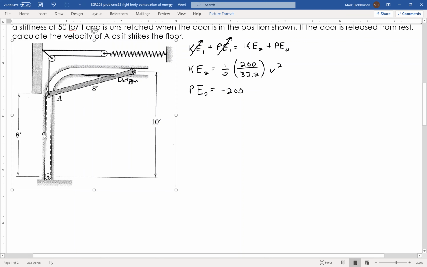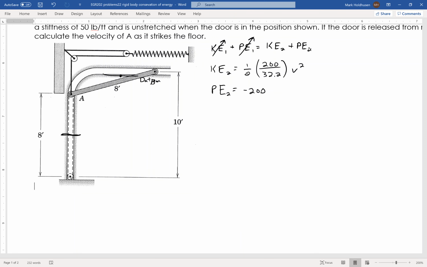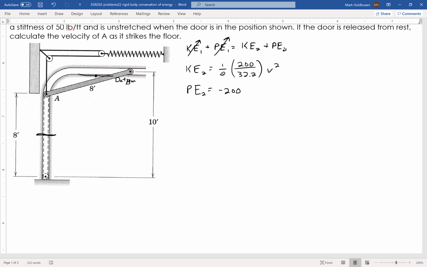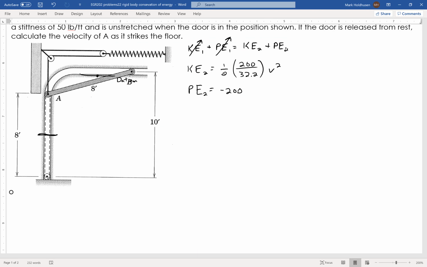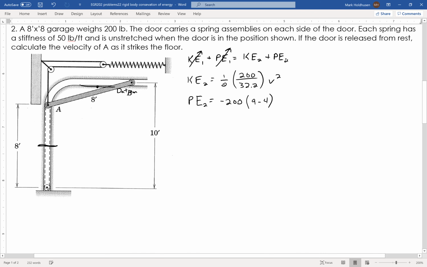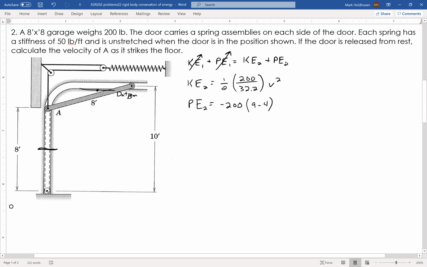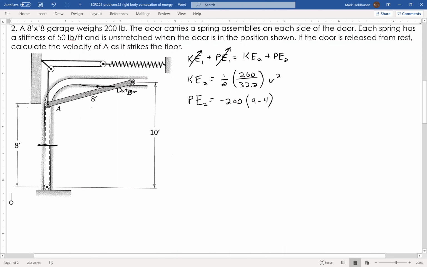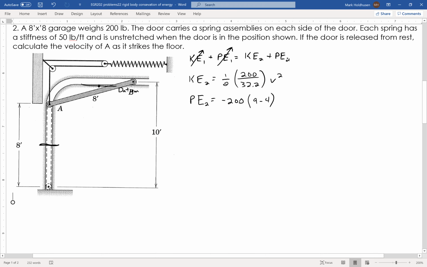In the middle, right? So that's actually 9 minus 4. We'll do it that way. So it's actually 5 feet that it falls because, again, it's to the center of gravity of that guy.